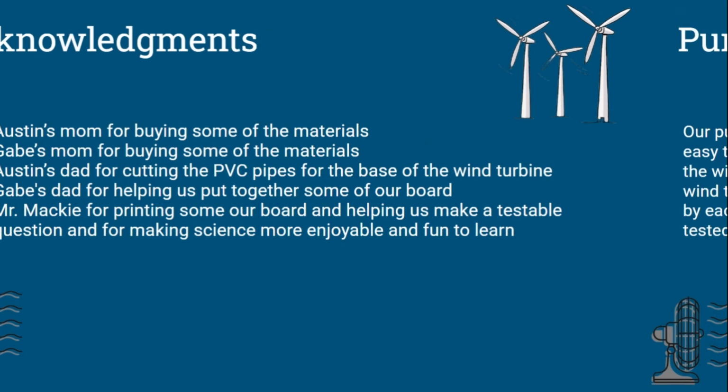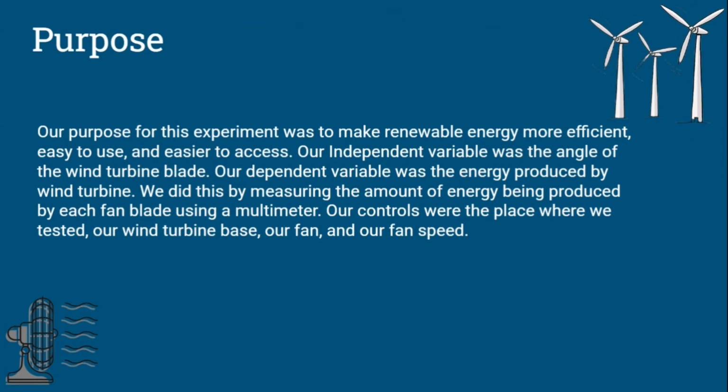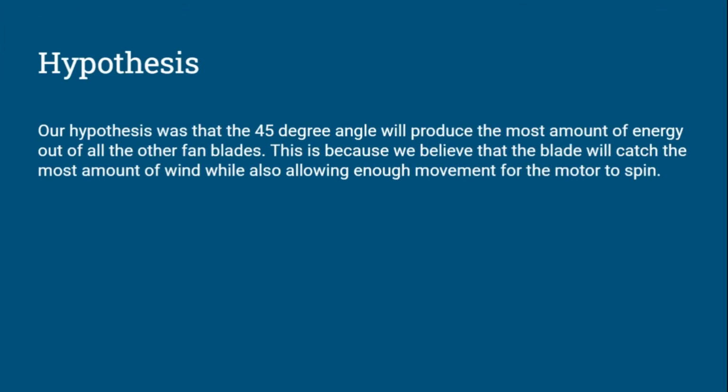Our purpose for the experiment was to make renewable energy more efficient and easy to use, also easier to access. Our independent variable was the angle of the wind turbine blade. Our dependent variable was the energy produced by the wind turbine. We did this by measuring the amount of energy being produced by each fan blade using a multimeter. Our controls were the place where we tested, the wind turbine base, our fan, and our fan speed.